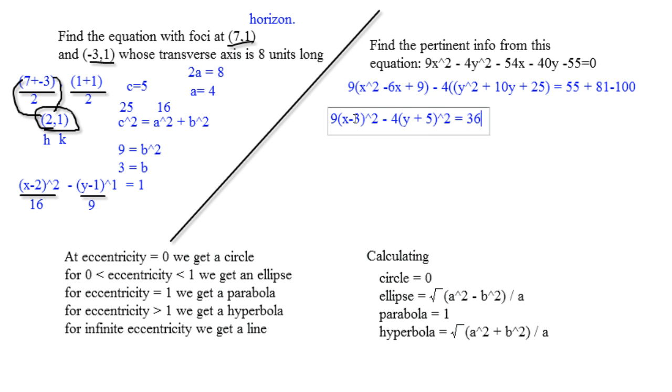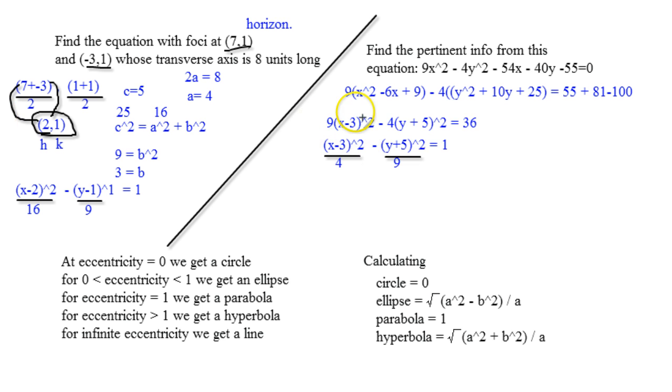Okay, and this is going to equal 36. What we do is divide everything by 36. So when we divide this by 36, it's going to be 9 over 36, which reduces to 1/4. And when we divide this by 36, it's going to be 4 over 36, which becomes 1/9. And voila, we have everything that we need to set up.